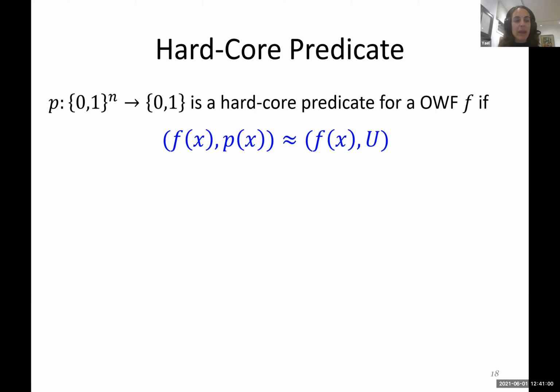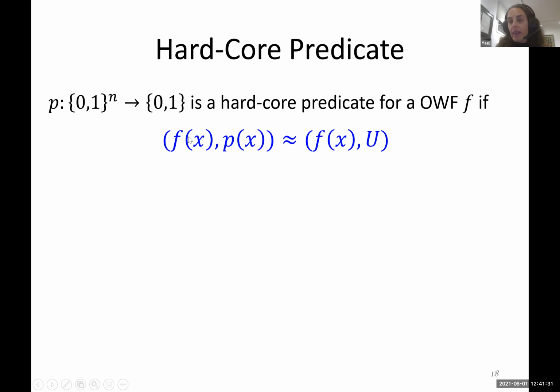And here's the basic idea. Suppose I have a one-way function f. If f is one way, it means that given f of x, it's hard to find the entire preimage x. Now if it's a permutation, there's only one preimage, which is x. So now given f of x, we know that it's hard to find x.